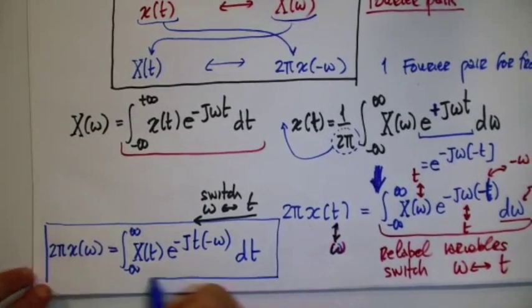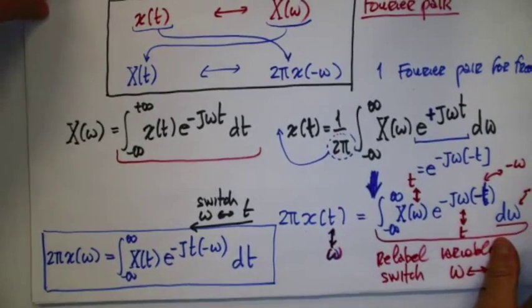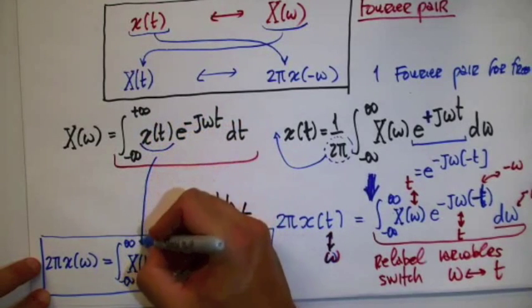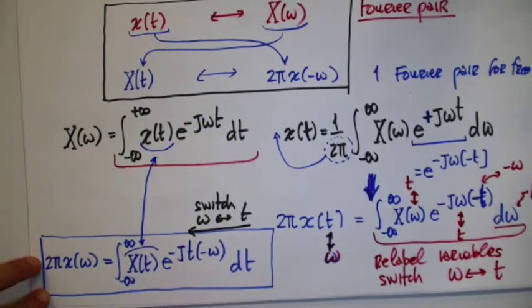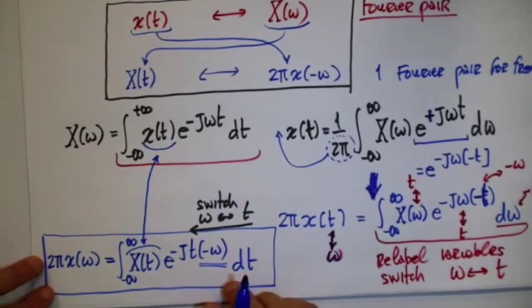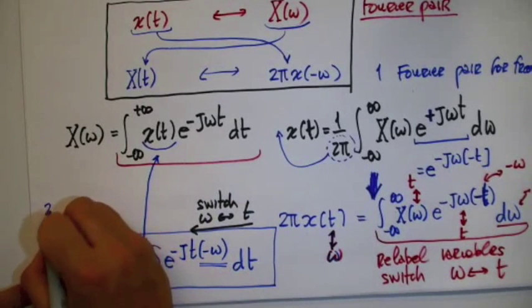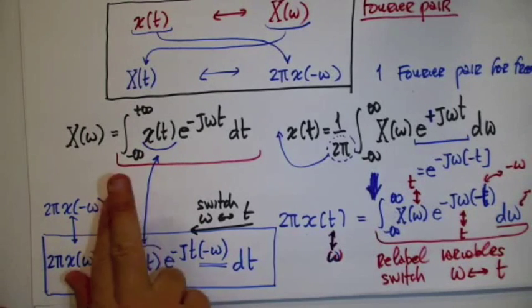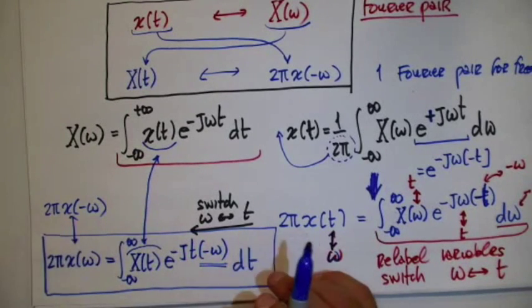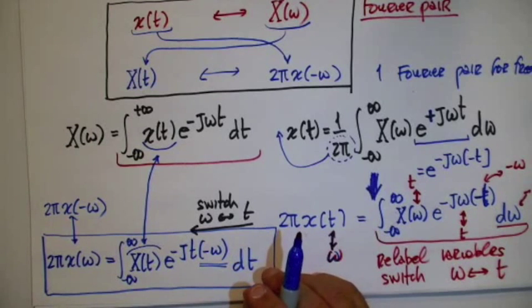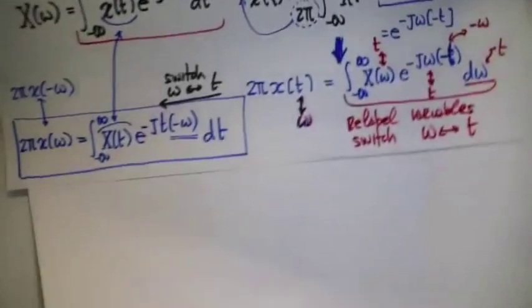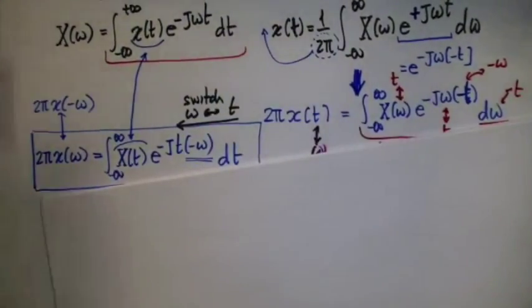And that is the main result, because, as you can see, now we can see a correspondence here. We need to be careful with this minus omega. So what does it mean? It means that actually this function is 2 pi x of minus omega. It's computed at minus omega, so there is a flip of the signal x with respect to the origin. And that is the main result that allows you to prove the duality, because we found the following.